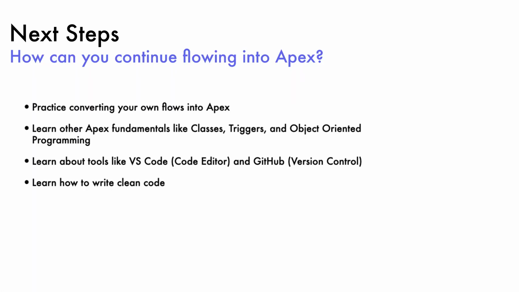Now that you have a better understanding of how flows and Apex are related, you might be wondering what you should do to continue flowing into Apex. First, I recommend that you start converting your own flows into Apex. You could build out a test flow, do some research, and then figure out how to convert that flow into Apex. You should also start reviewing other Apex topics that we didn't cover here, such as classes, triggers, and object-oriented programming. You should research how to use different developer tools such as GitHub and VS Code, which will be essential in your journey as a developer.